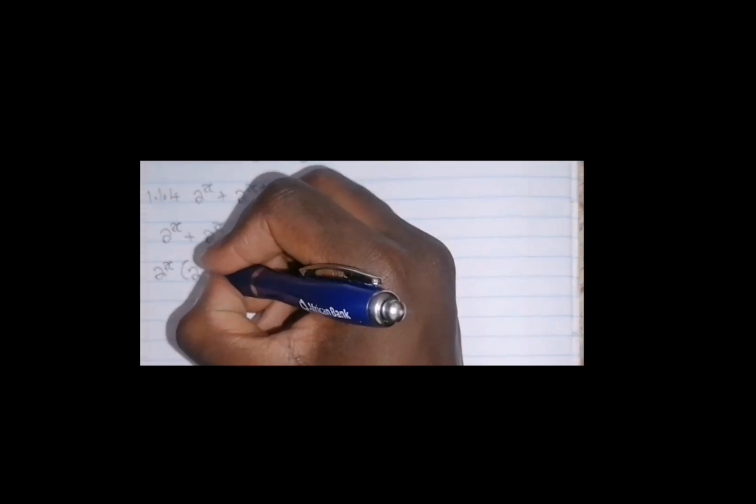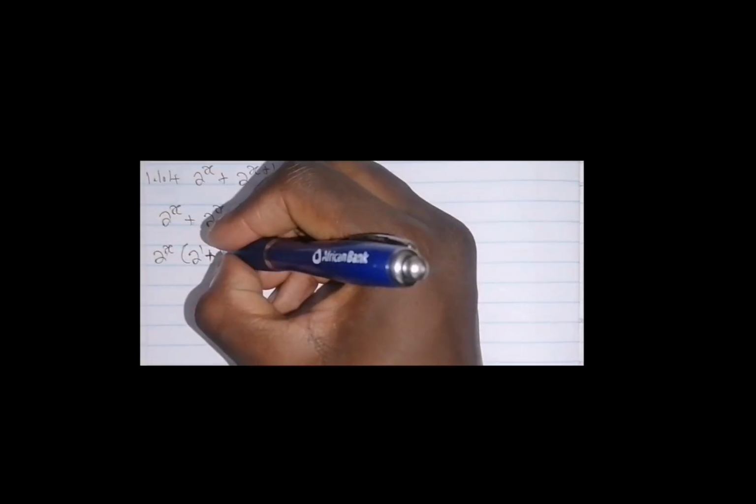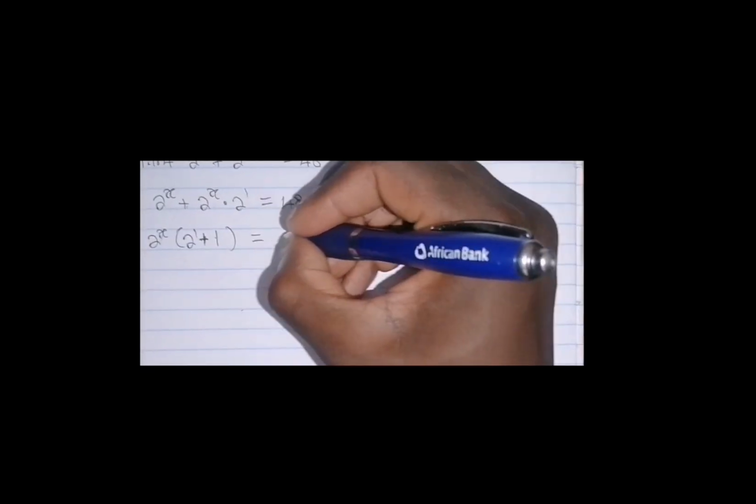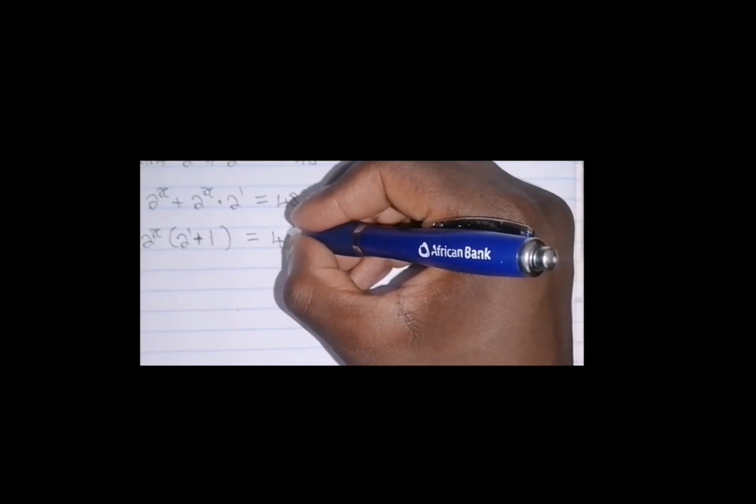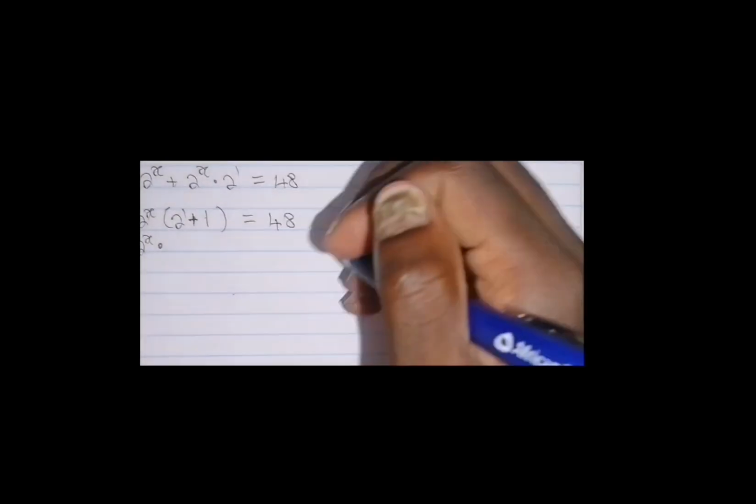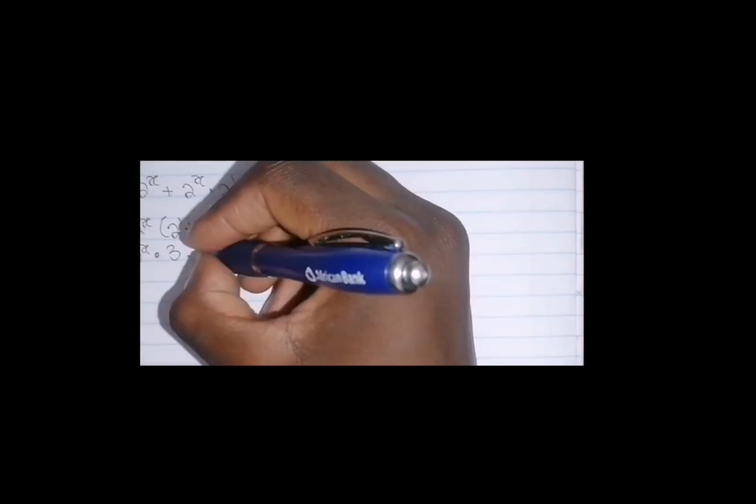So this is a plus. You take whatever sign was there, which is an addition sign. If it was a subtraction, then you're going to take the subtraction sign. So you write plus 1, you close that bracket, and it is equal to 48. Now we'll have 2^x multiplied by, I'm replacing this bracket with the multiplication sign, 2 to the power 1 plus 1, which is equal to 3, which is equal to 48.